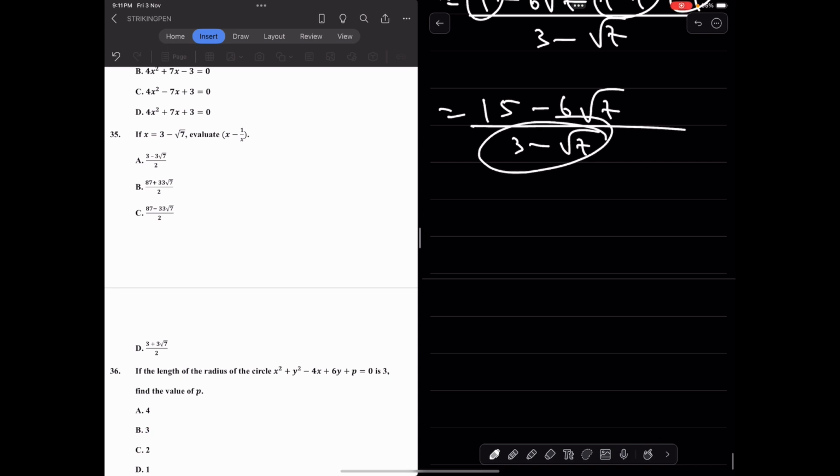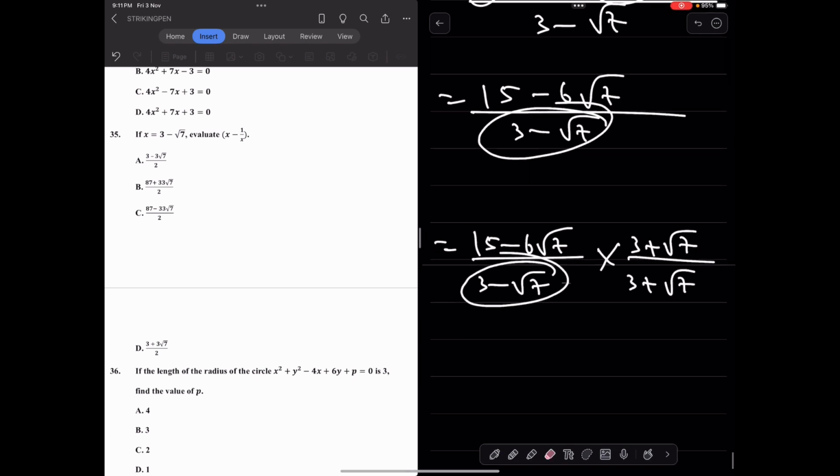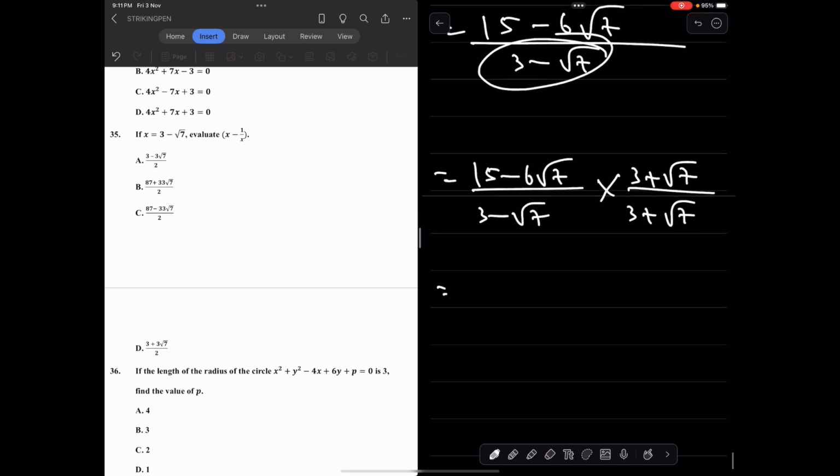Now we can rationalize the denominator, and that gives us 15 minus 6 root 7 over 3 minus root 7 times 3 plus root 7 all over 3 plus root 7. You should multiply numerator and denominator by the conjugate of this denominator, and that's 3 plus root 7. So what do we have?